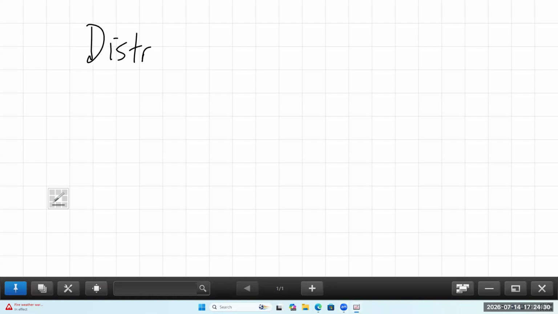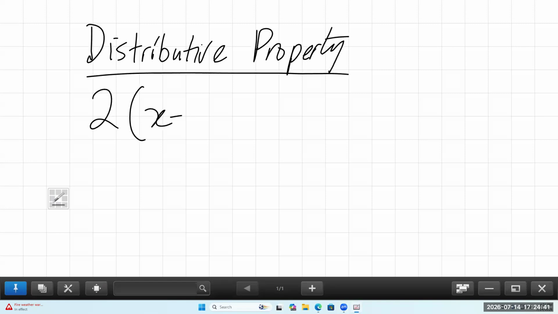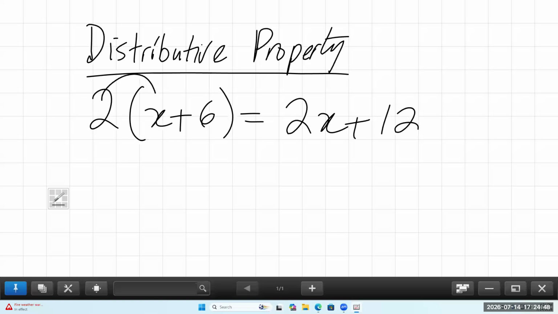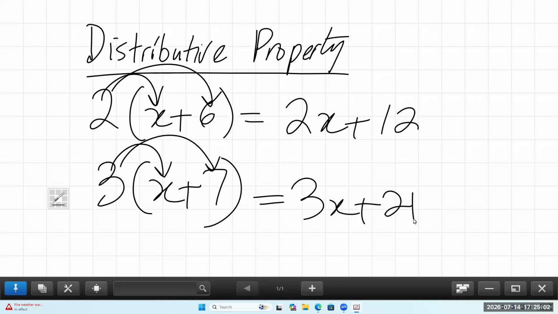The thing is the distributive property. It's a quick review, and then we'll do some equations. When we have a situation like 3 into x plus 6, we distribute into that situation. So we're distributing the number into the variable and the number. That's how we do that. If it's 3 into x plus 7, then we can distribute in as well. So that's 3x plus 21.